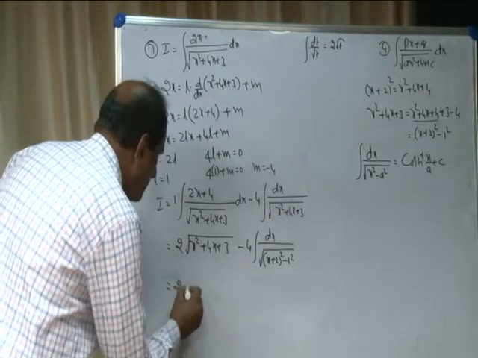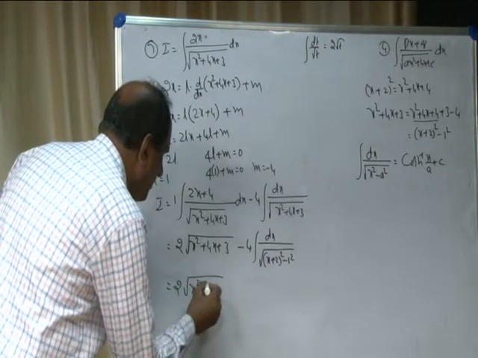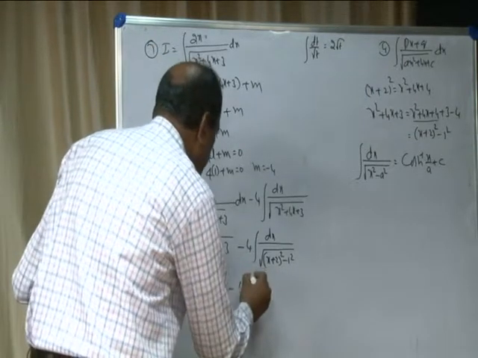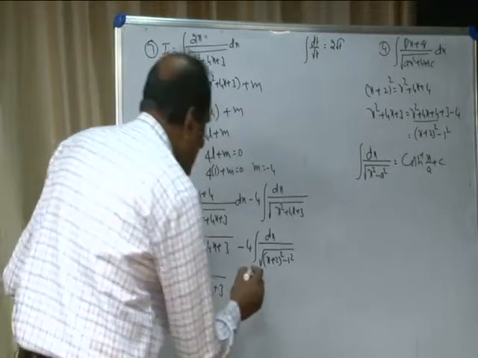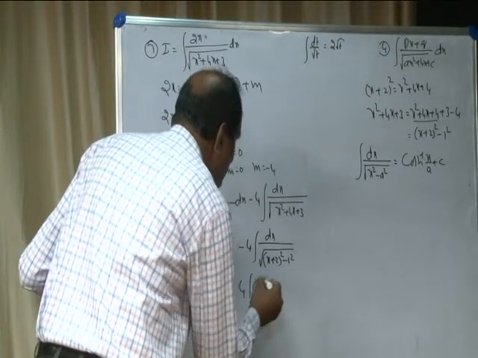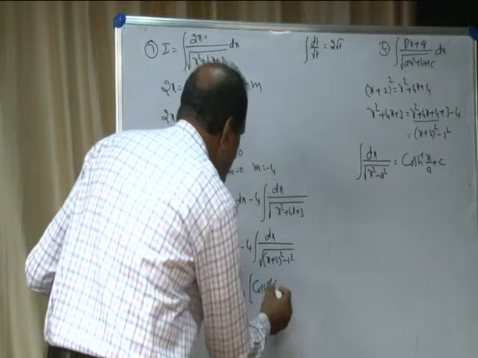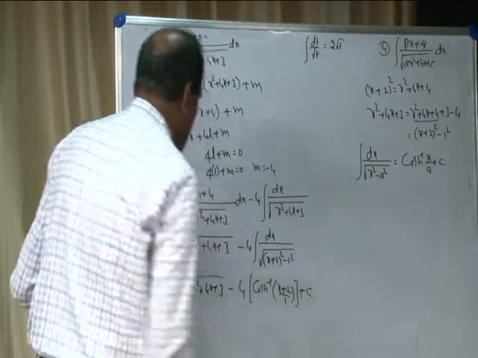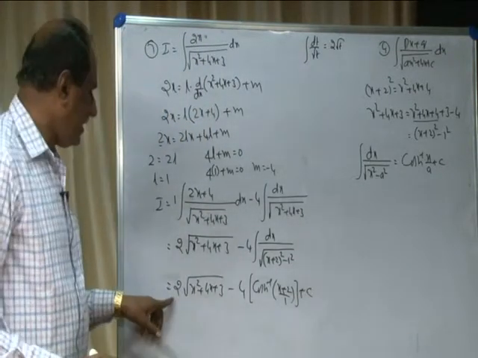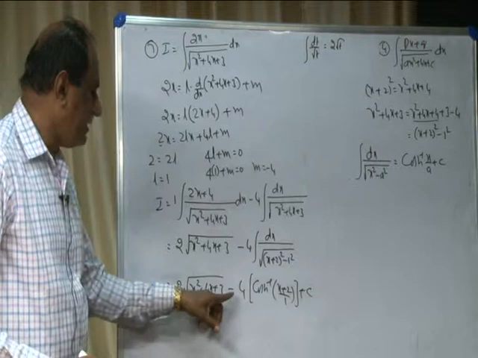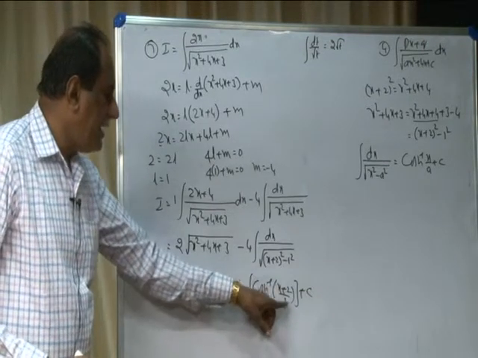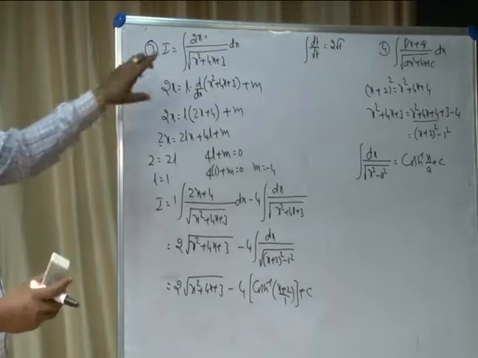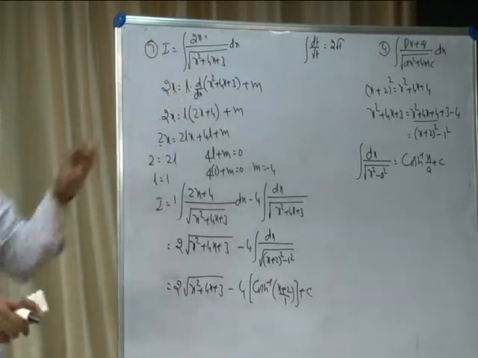First integral is x square plus 4x plus 3 minus 4 into, right big bracket, cos h inverse x by a, where x is x plus 2 and a is 1, close the bracket, plus c. So this is the final answer: 2 root of x square plus 4x plus 3 minus 4 into cos h inverse (x plus 2) by 1 plus c. So this is the procedure to integrate the fourth standard form of integral.